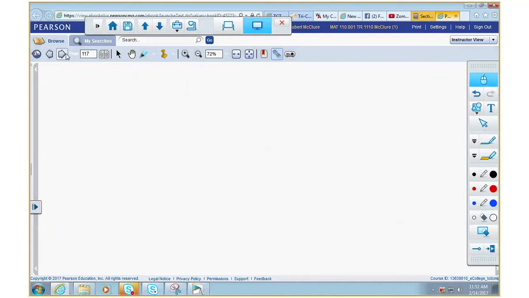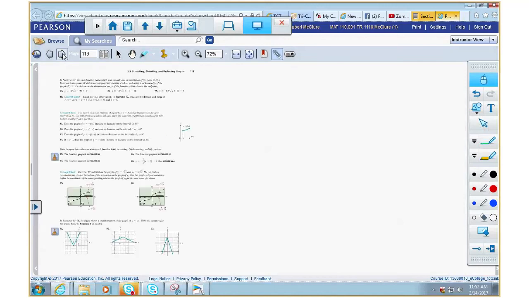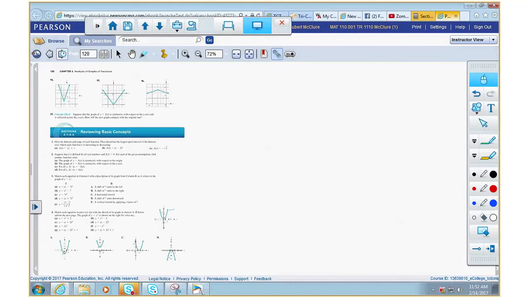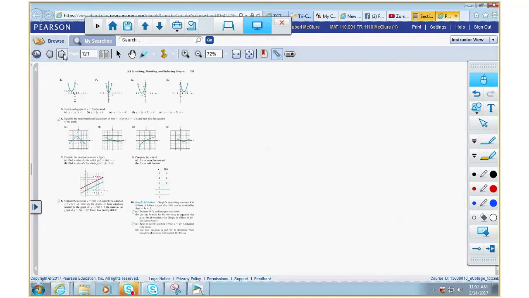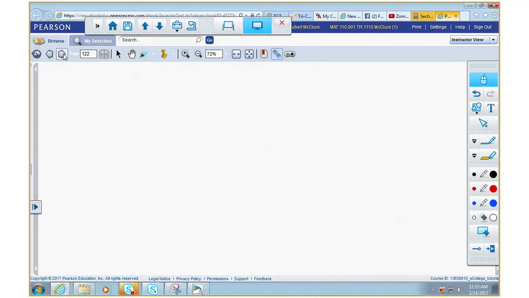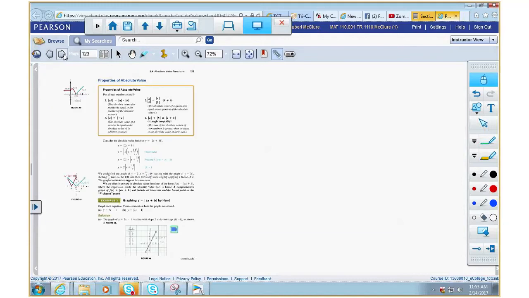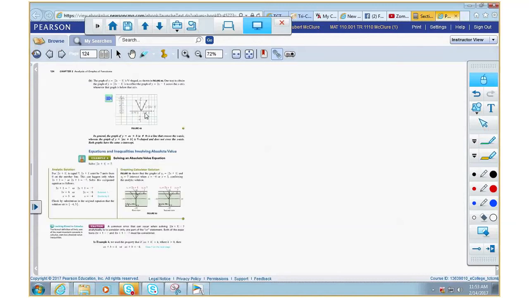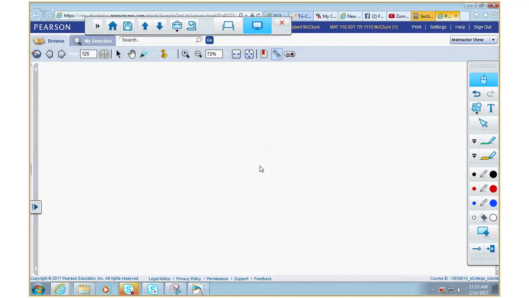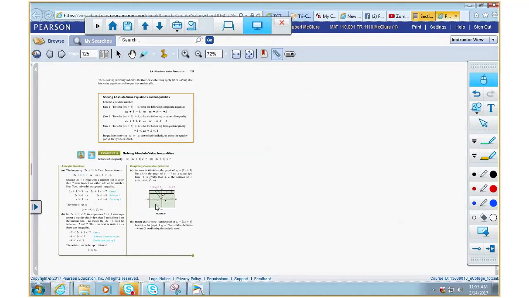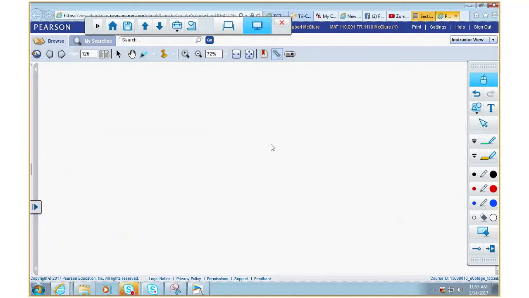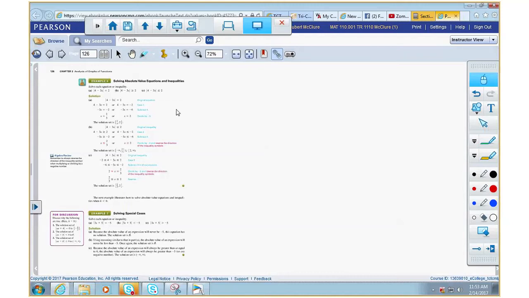That's 2.3. 2.4. What does 2.4 say? We already talked about absolute value. What it looks like. Does it look like a curve or does it look like a V? It looks like a V. And there's some examples of it. There's an example of it. There's an example of it. There's an example of it. And that's all we're going to do on that.